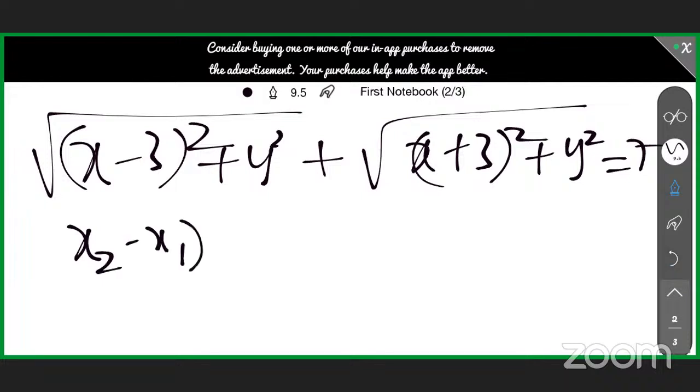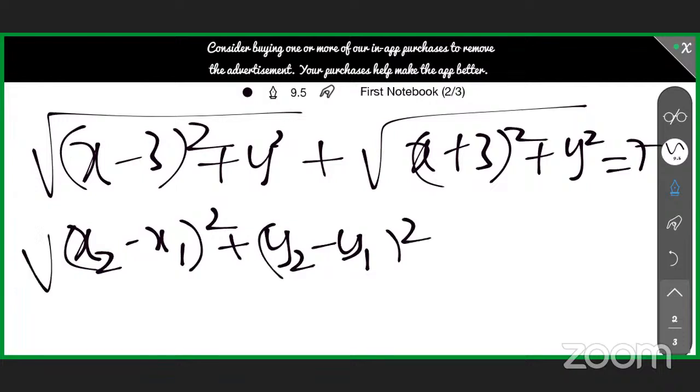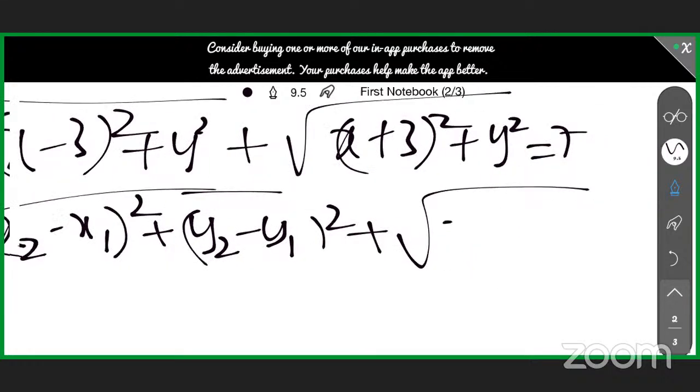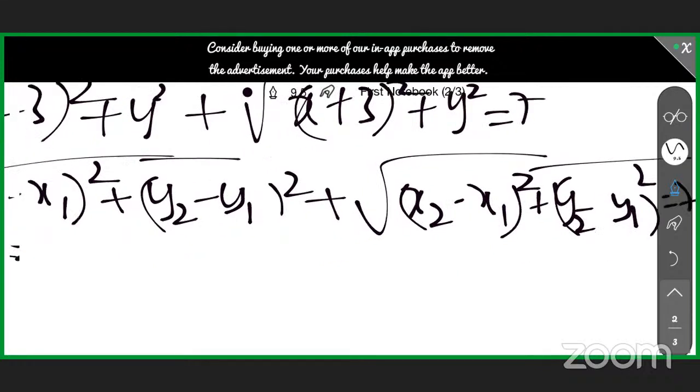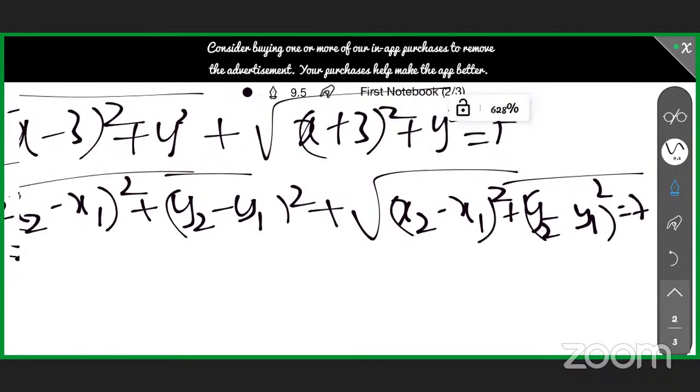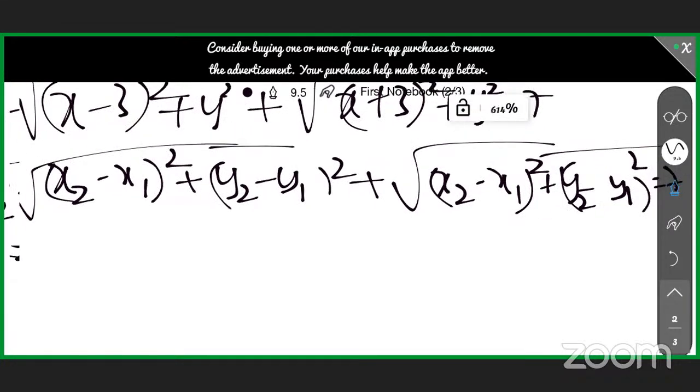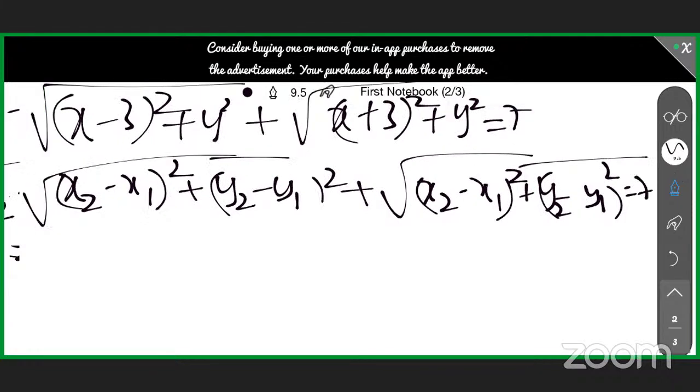minus x1 whole square plus y2 minus y1 whole square, plus root of x2 minus x1 whole square plus y2 minus y1 whole square is equal to 7. Now I am going to bring down my entire equation to this form. Look carefully. Let us take my P(x, y) as my (x2, y2).